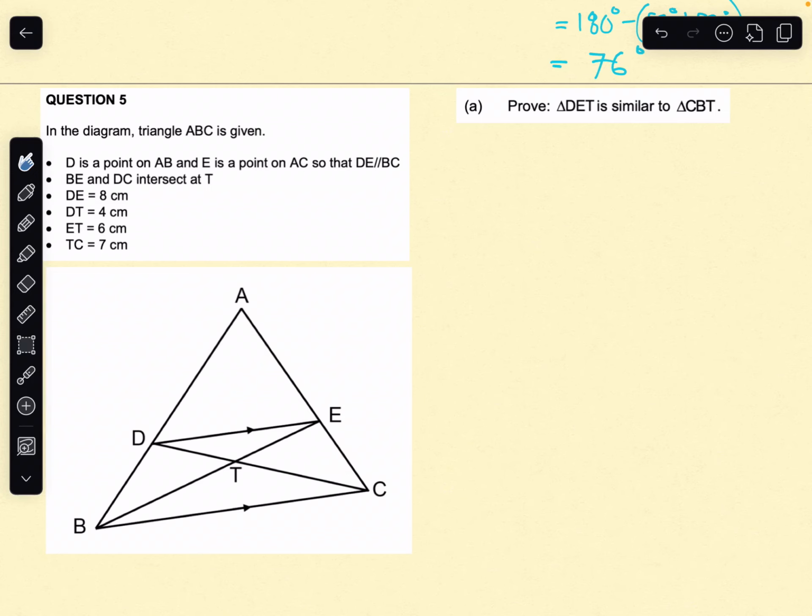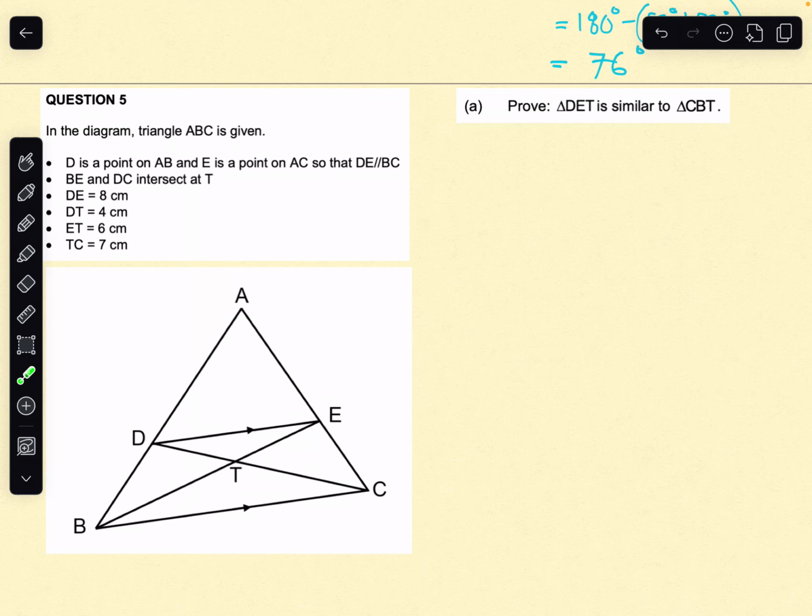We are looking at IEB May 2024 paper 2, Question 5. In the diagram, triangle ABC is given. D is a point on AB and E is a point on AC, so that DE is parallel to BC. There's a theorem about that, right? If these are parallel, then these are being divided in proportion or something like that. Anyway, don't quote me. BE and DC intersect at T.